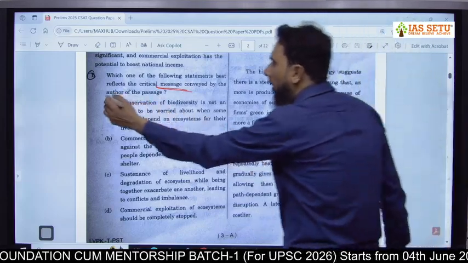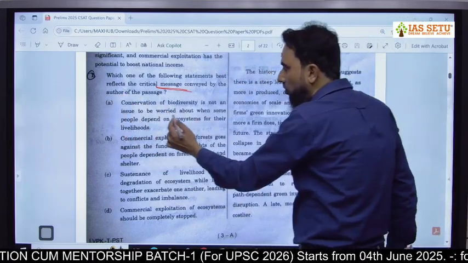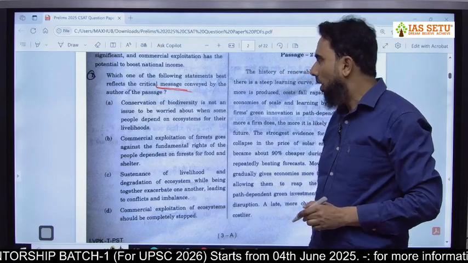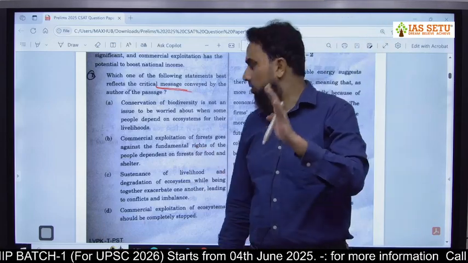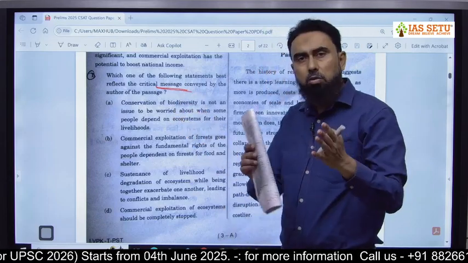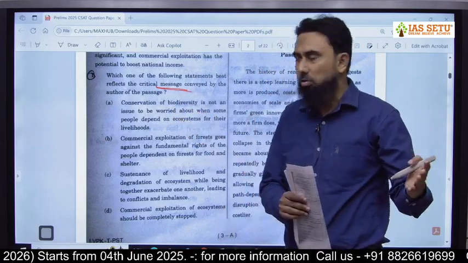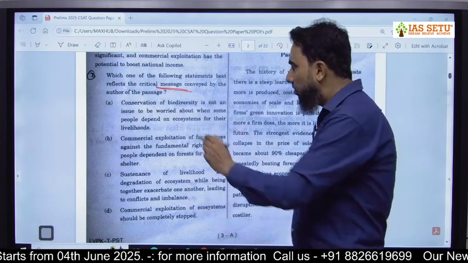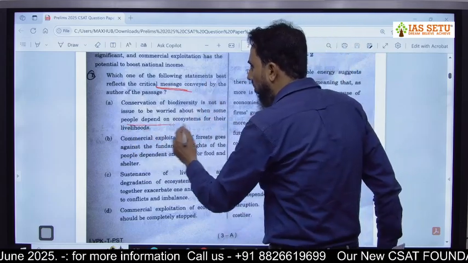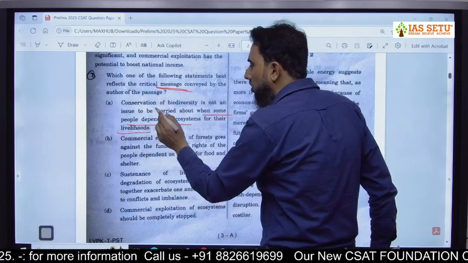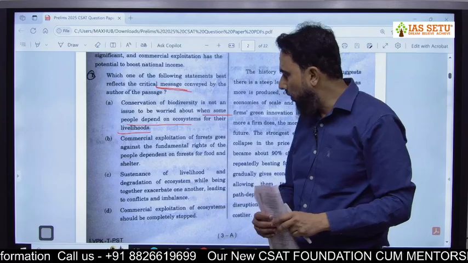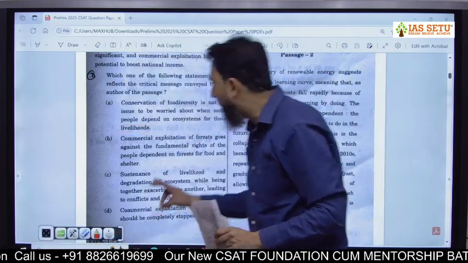So coming to option A, conservation of biodiversity is not an issue to be worried about when some people depend on ecosystem for their livelihoods. The author has said if we just focus on conservation of biodiversity only, on this aspect of maintaining ecosystem, then there would be a problem. But it does not mean that it is not an issue to be worried about when some people depend on ecosystem for their livelihoods, because this option does not represent the main point of the passage, and the main point is that there should be a balance.